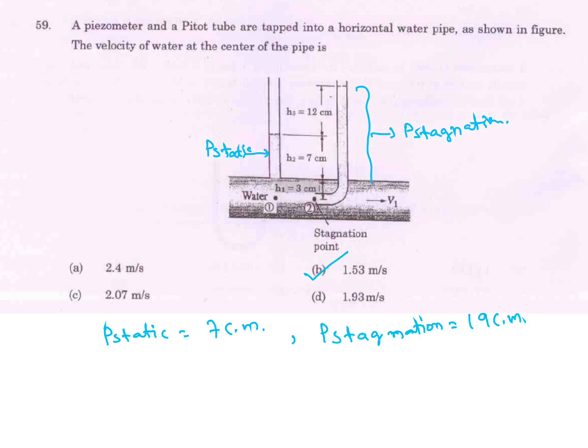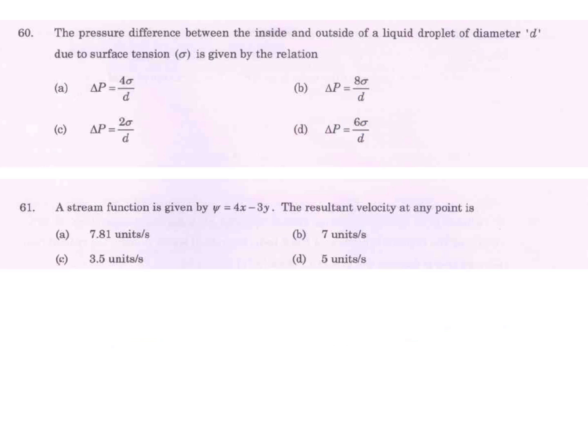The pressure difference between the inside and outside of a liquid droplet of diameter d due to surface tension sigma is given by the relation. This one already discussed. Liquid droplet, delta P equal to 4 sigma by d. So A is our answer. This is for a jet of liquid, 2 sigma by d. This is for a soap bubble.